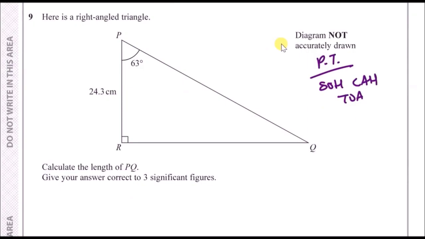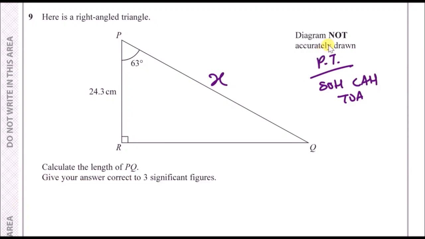Okay, number 9, guys. So here is a right angle triangle. Now calculate the length of PQ, which is the long hypotenuse side here, and let's call that X since we'll be working with that. And then give your answer correct to 3 significant figures.